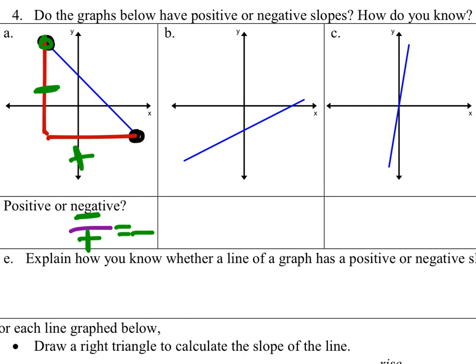All right, good. Let me explain. So we start with the point farthest to the left. Now, in this triangle, I go downward, which is in the negative direction. See, that makes my rise negative. And then I went to the right, which makes my run positive, because to the right is in the positive direction.